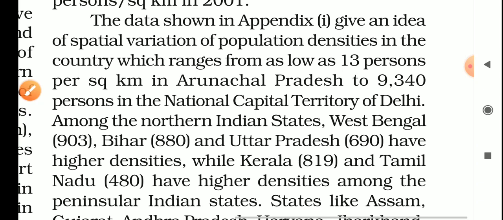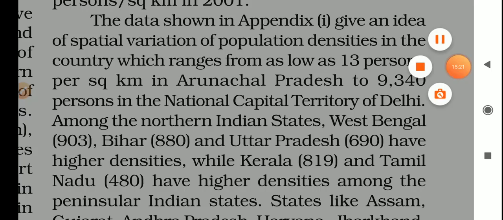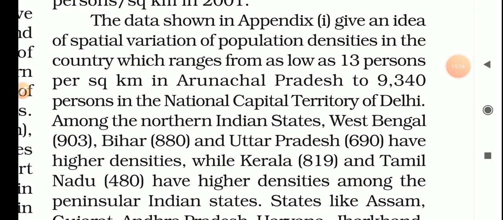The data shown in appendix 1 give an idea of spatial variations in population densities in the country, which range from as low as 13 persons per square kilometer in Arunachal Pradesh to 9,340 persons in the National Capital Territory of Delhi. Okay, so these are also a little bit old data. I will tell you the right figure.